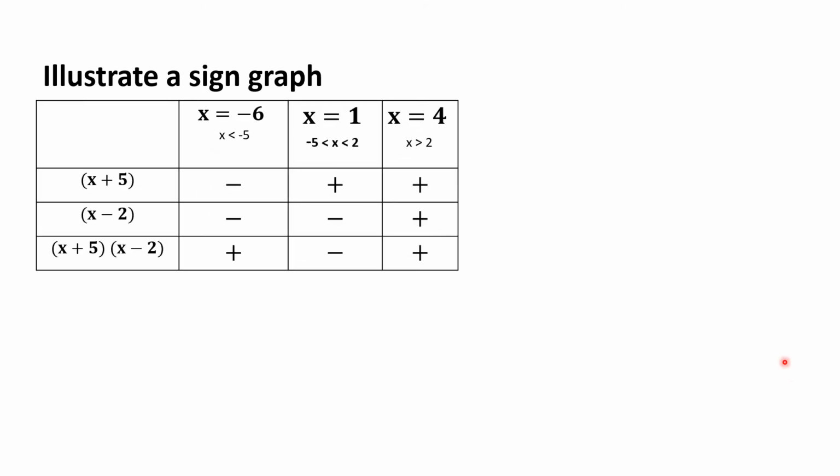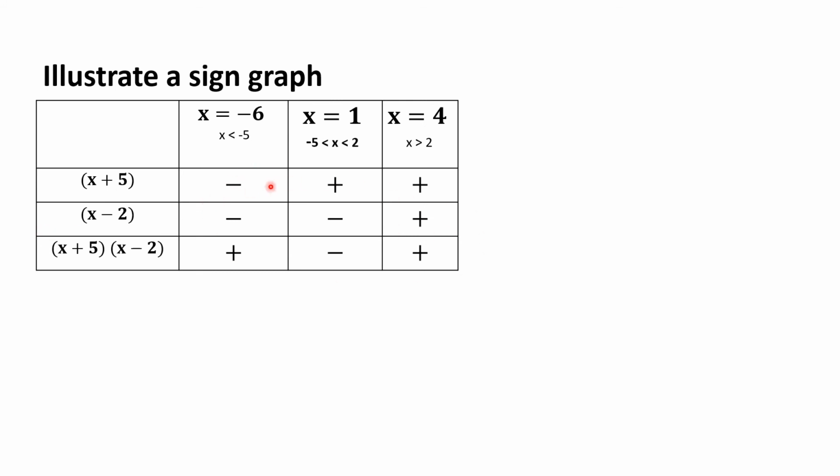So, we will use this one. Itong x plus 5 at saka x minus 2 are the factors of the inequality. Yung x equals -6, that is from the interval x is less than -5. Yung x equals 1, yan yung mga test point natin, ha. Yung x equals 1, nakuha natin sa -5 less than x less than 2. At saka yung x equals 4, nakuha natin sa x greater than 2. So, yung -6, 1, at saka 4, yun yung mga ginamit din kanina natin sa 3 test point.